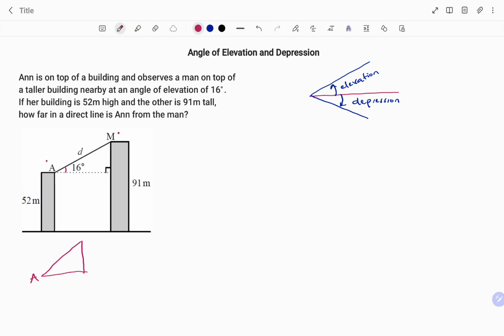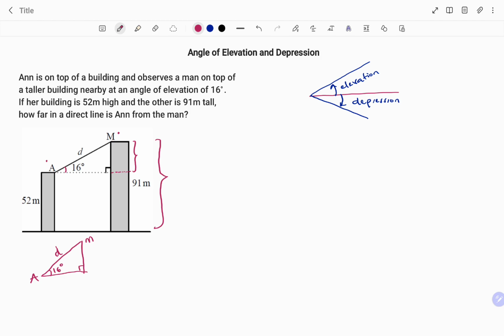We have Anne, we have the man. This is a right angle triangle. The angle of elevation has been given as 16 degrees. We have to find d. However, to find d, we need to find the remaining distance, such that if I extend the height of Anne, the total distance given is 91 meters, that is of the man.